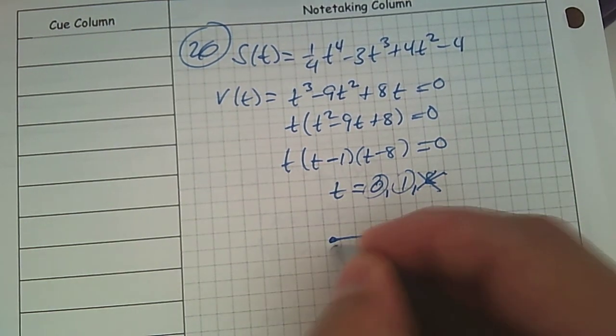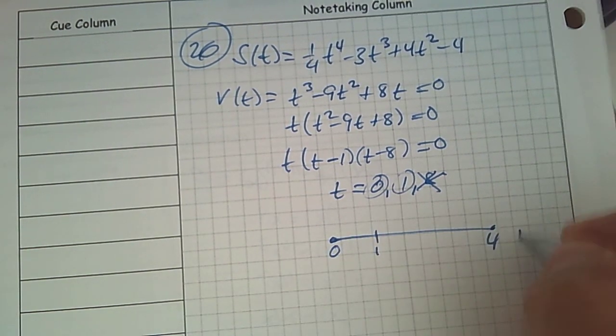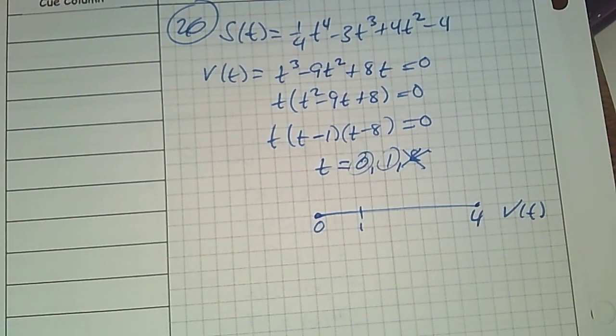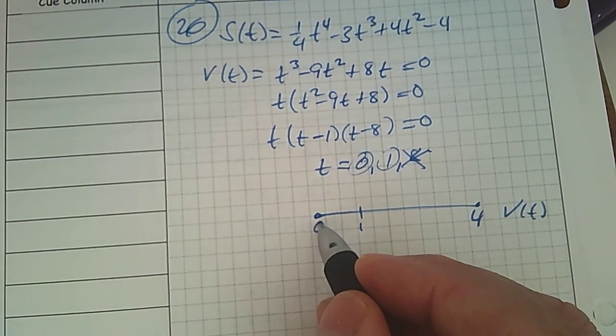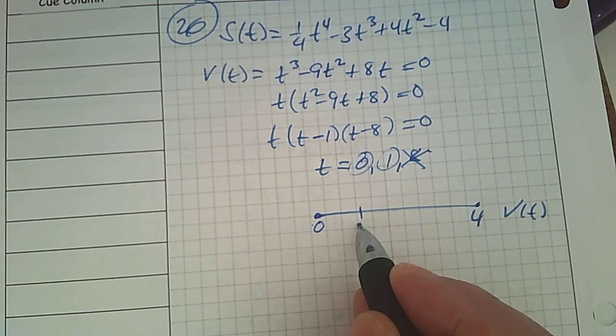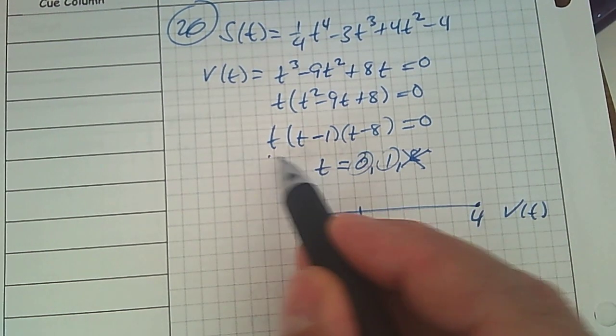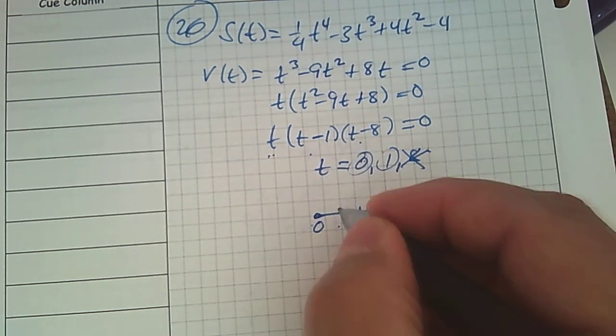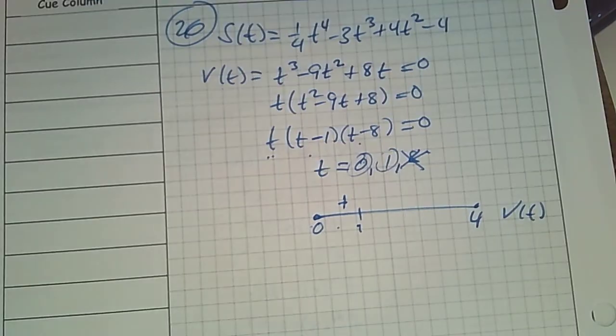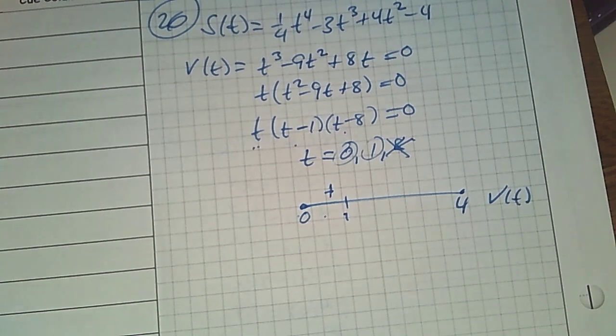So from 0 to 4, the velocity, that's what I'm looking at. So at 0, it stopped, but I want to know between 0 and 1 what's going to happen. So if you plug in a number like 1/2, it's a positive times a negative times a negative. That means positive. So between 0 and 1, it's moving to the right.